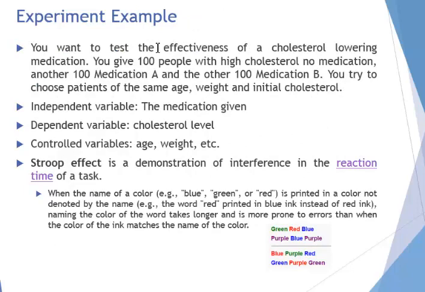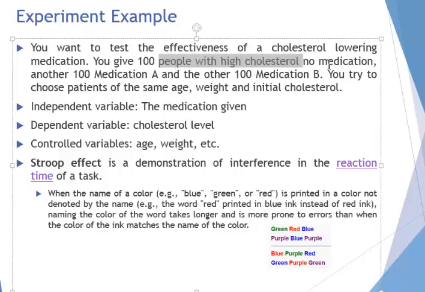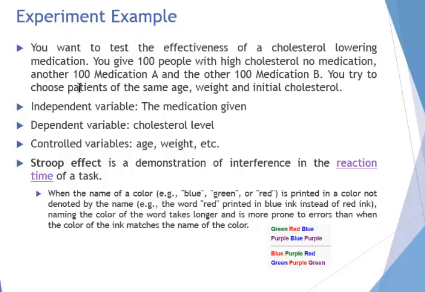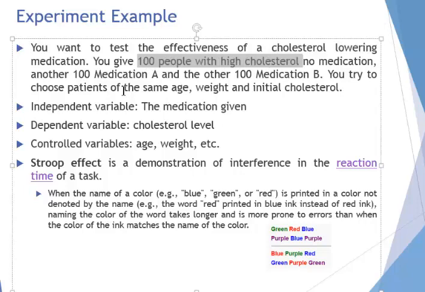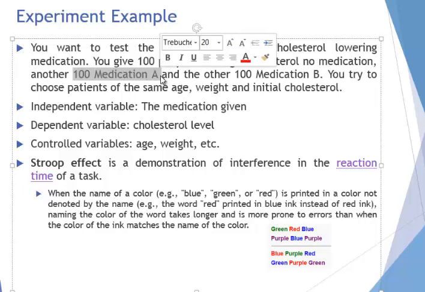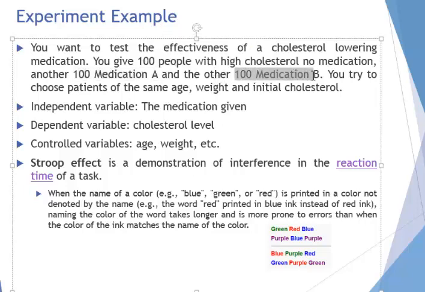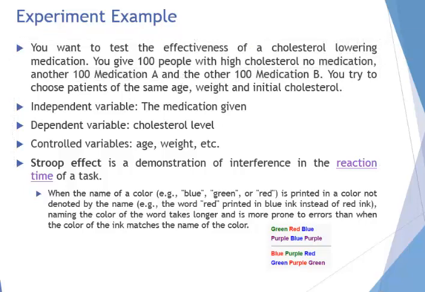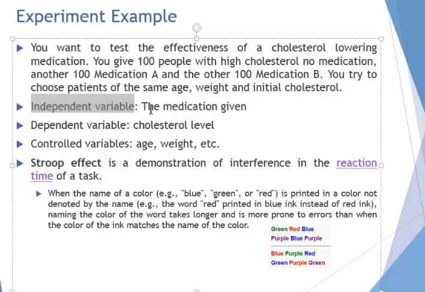Here's an example. If you want to test the effectiveness of cholesterol lowering medication, you can give 100 people with high cholesterol no medication. That is the control group. Then you can give another group medication A and another medication B. You've really got three things that you're testing. You have the control group, the people that you give nothing to. You've got two experimental groups. The one that you give medication A, that's the experimental group for medication A. Then you've got medication B, the people that you give medication B to. And so that's the independent variable.